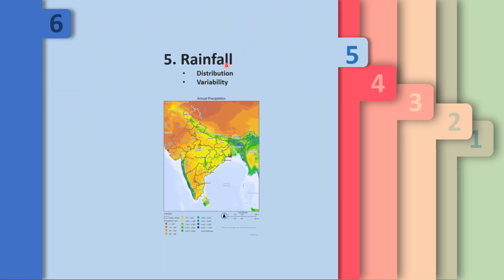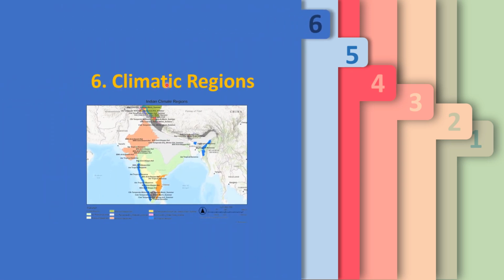The fifth is the rainfall distribution and variability in India. And finally, we'll discuss the climatic regions. Climatic regions are also important. Why? Because India, a large country of 3.2 million square kilometers, is divided into different climatic regions. Like you study the physiographic regions, where you study plains, mountains, similarly, climatic regions are also very important, which give identity to a large area. So let's begin the journey.